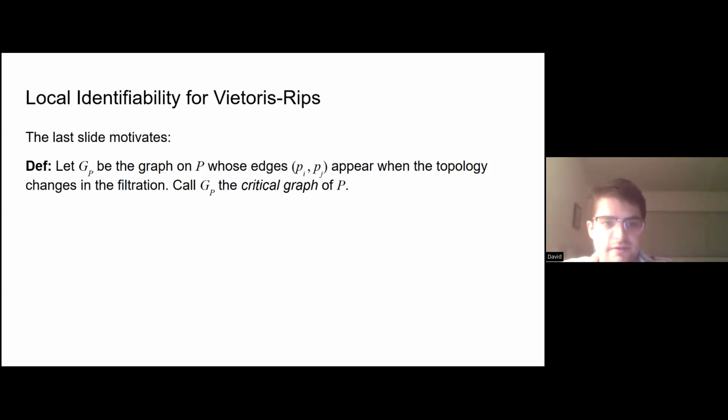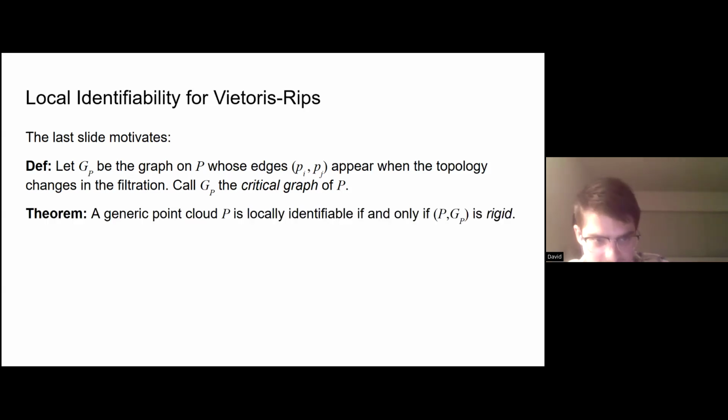The definition is: I'm going to take my point cloud P and make a graph by taking every edge that appears when the topology is changing in my Vietoris-Rips filtration. I'll call this graph the critical graph of my point cloud. So now I've taken my point cloud and made a graph with all the edges that come in and change the topology. The theorem that we were able to prove is that a generic point cloud is locally identifiable if and only if P equipped with this graph is rigid.